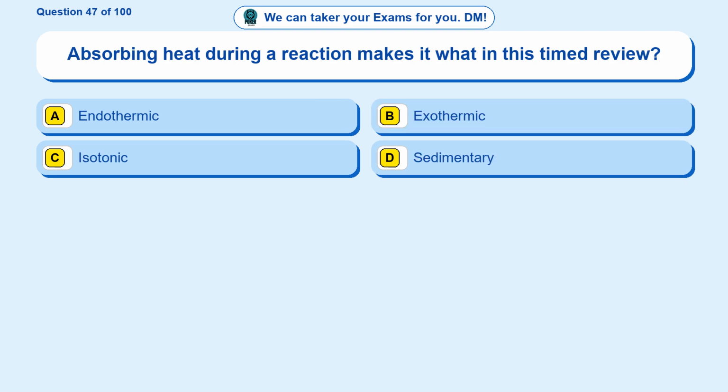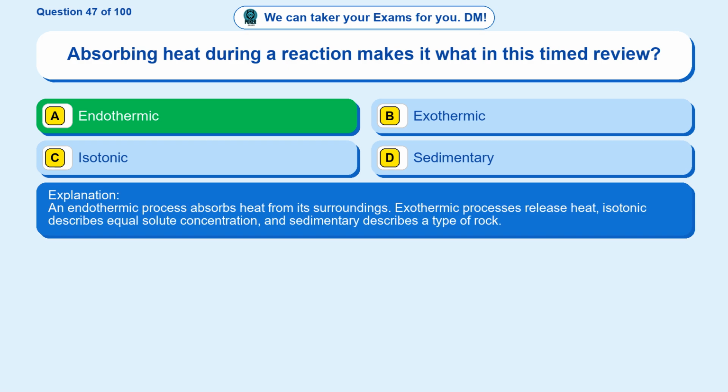Question 47. Absorbing heat during a reaction makes it what in this timed review? Option A endothermic. Option B exothermic. Option C isotonic. Option D sedimentary. The correct answer is option A. Endothermic. An endothermic process absorbs heat from its surroundings. Exothermic processes release heat, isotonic describes equal solute concentration, and sedimentary describes a type of rock.